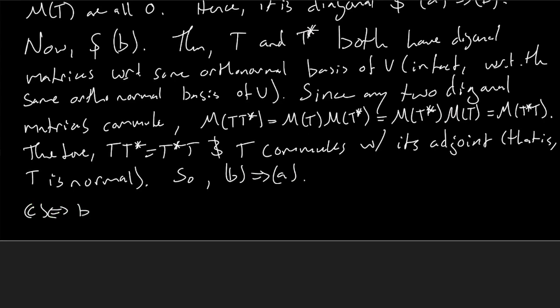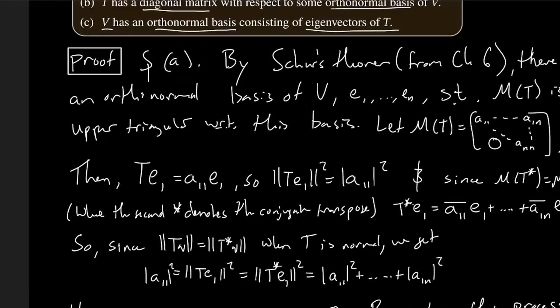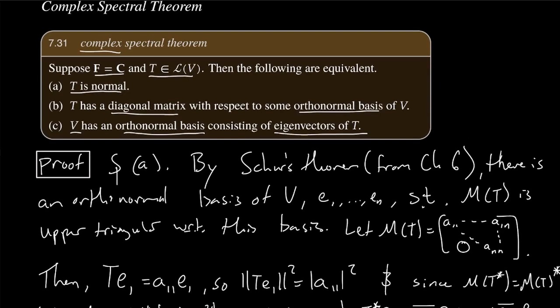The equivalence of C and B is the same as in the real case, which, if you'll recall, all we had to do was say, hey, look, we did this in chapter 5. That is, diagonalizability of an operator is the same as the existence of a basis for V of eigenvectors of that operator. And so our ability to diagonalize T with respect to an orthonormal basis tells us that that basis is orthonormal and only has eigenvectors of T. Okay, super cool. We got the complex spectral theorem down.